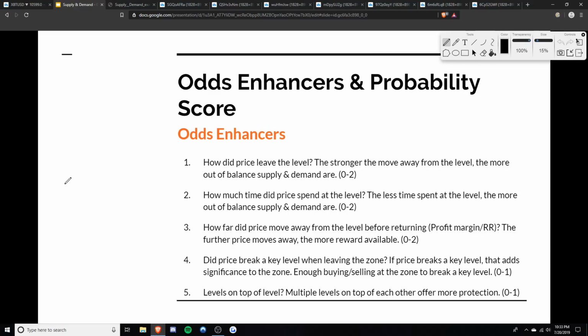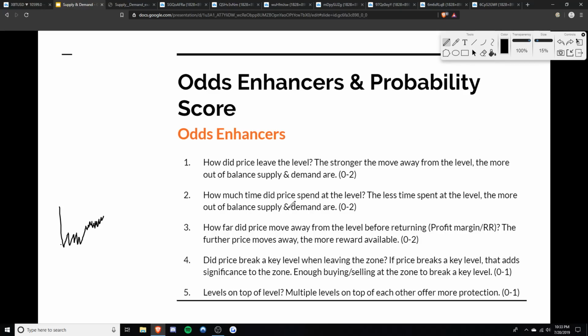Let's go ahead and draw up another example. So say you have a drop, base, rally, right? You have a drop, base, and then you have a rally. A really shitty rally. So this would be a 0. So you get a big fat 0 for that.